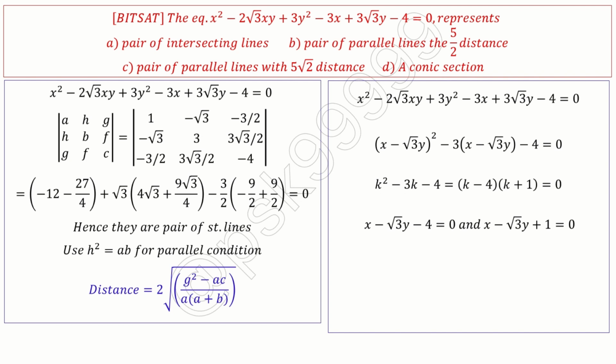We can clearly tell, looking at that, these two are parallel because slope is same. Constant term is different, so they are not coincident. So distance between parallel lines is nothing but this formula we know already: absolute value of difference in constant terms, which is 1 plus 4, divided by square root of 1 plus 3, which is nothing but 5 by 2. This is the distance between the parallel lines. Okay. Next.